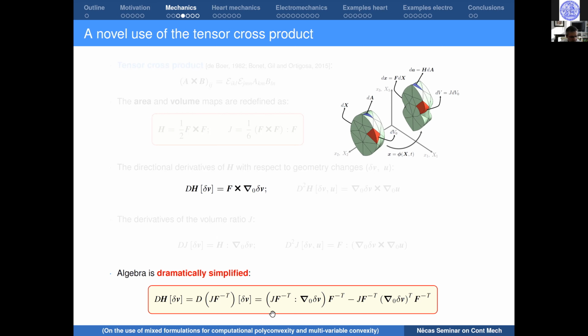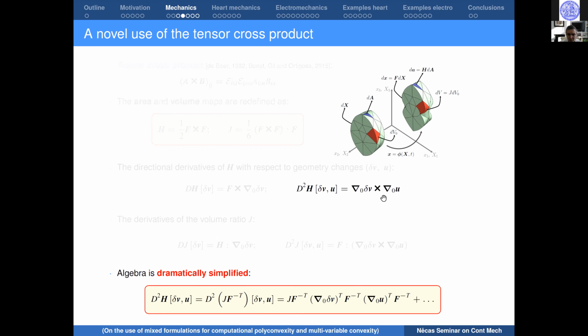So compare this against this, and the difference is quite noticeable. If you go to the second directional derivative, well, it's even worse, because this is extremely simple in comparison with this, which I had to stop, because if you continue the dots, probably you can fill in the entire page out of linearizations. So this was one thing that for us was quite important, to simplify the algebra, and we felt that we achieved that.